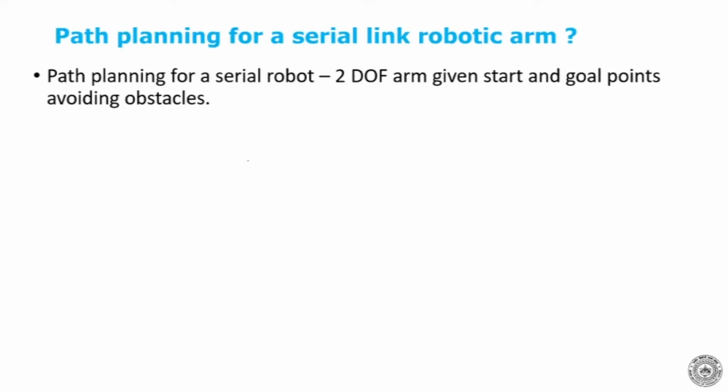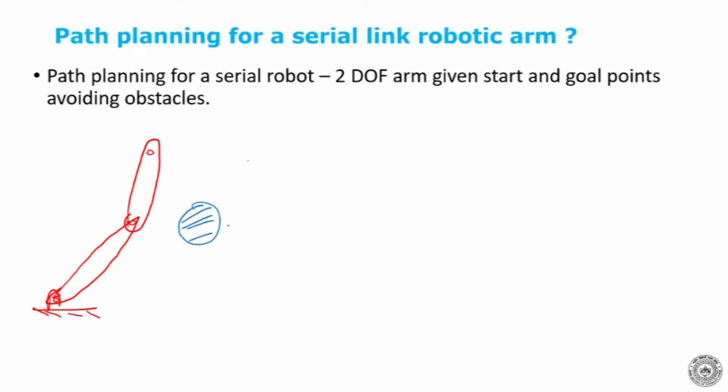Let me define the problem before we move on. So we have a two-link manipulator here. This is one link and there is another link. This is my base, and there is an obstacle here. Now I want to go from some initial point. Let's say I have an initial point here and this is my goal point. I want to go from the initial point to the goal point.